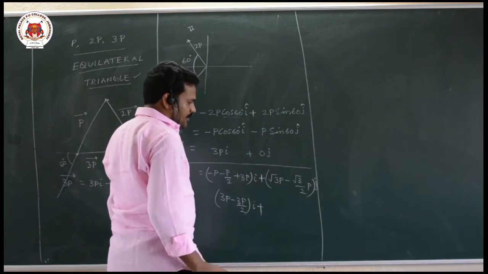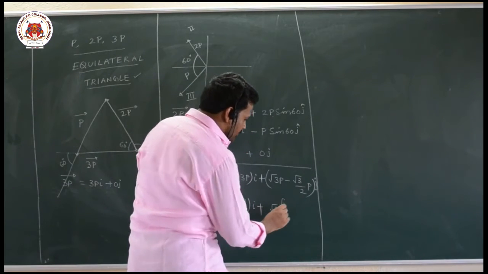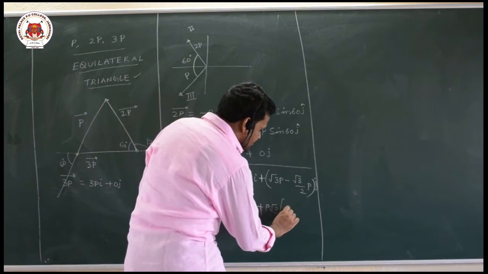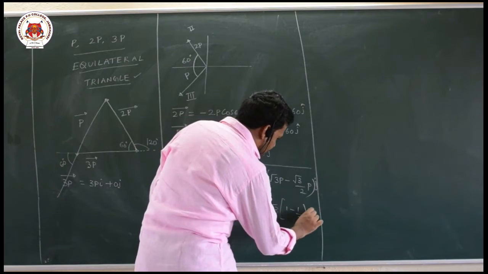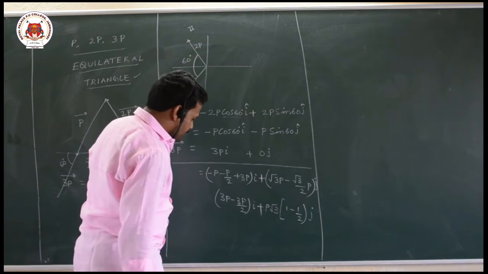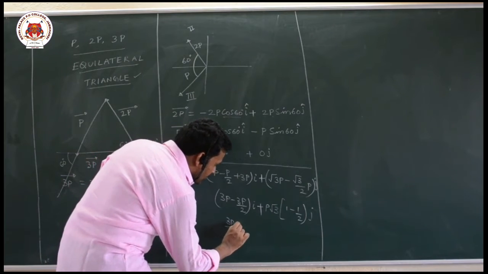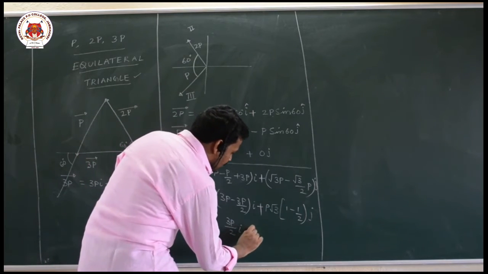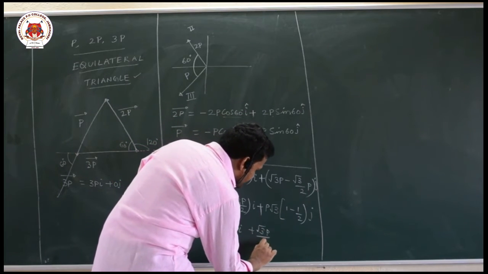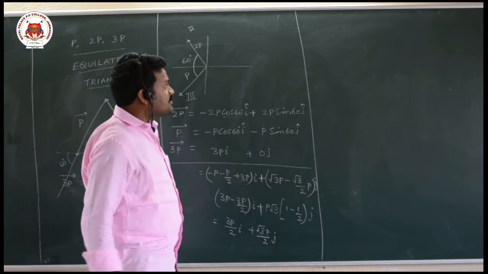Plus here, if I take root 3 p common, what you will get is 1 minus 1 by 2, j cap. And 3p minus 3p by 2 is 3p by 2 i, plus root 3 p by 2 j. This is the answer. Now we can find the magnitude of this.